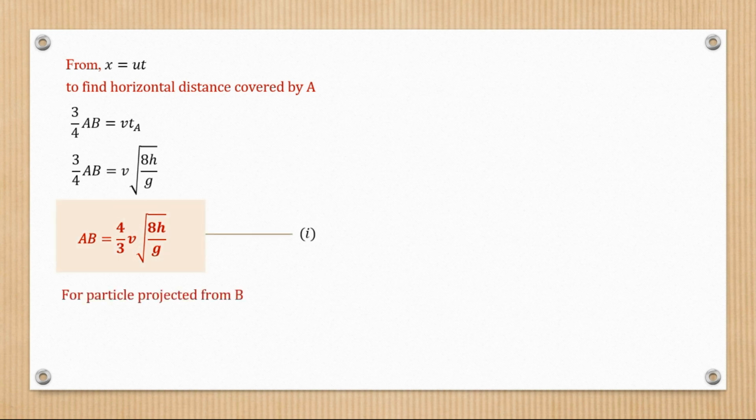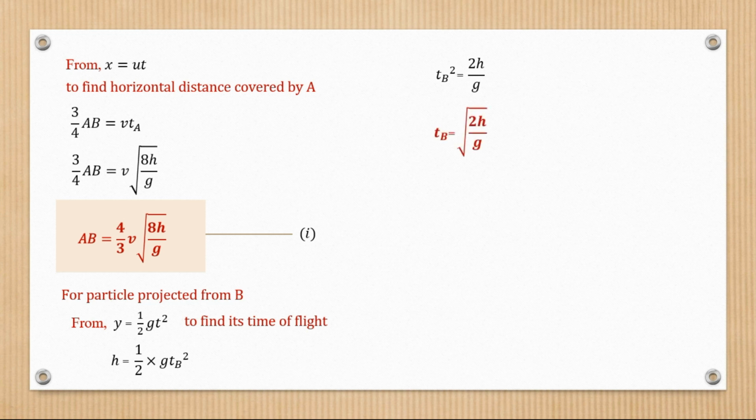Alright, so for the particle projected from B, from y = 1/2 gt², we're going to first find its time of flight also. So h = 1/2 g t_B². So t_B² = 2h over g, of which t_B = root of 2h over g.